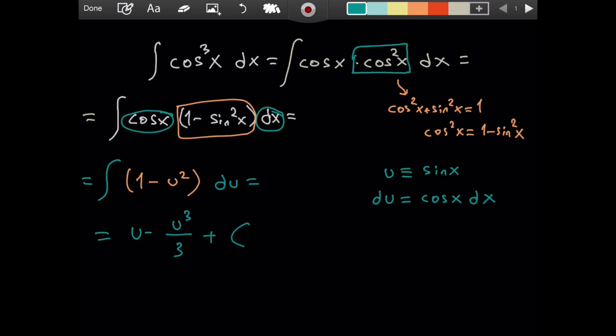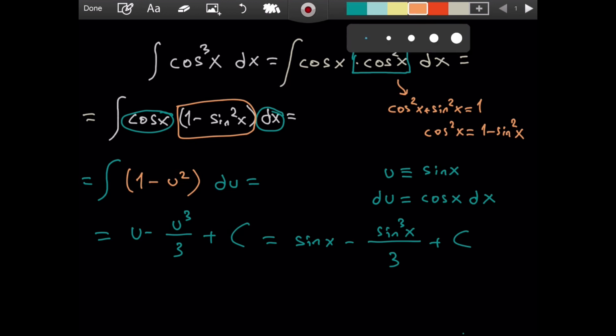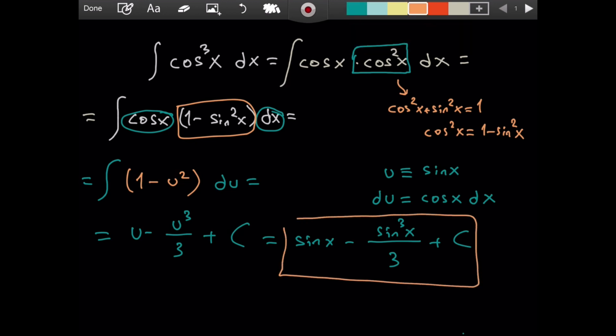Alright? But are we done? We are not done. We found the integral, but we have u here. U was not given to us, so we need to back substitute for u. And it is relatively easy. What is u? It is sine of x. We have the minus sign. What is u cubed? It is sine cubed x divided by 3, and then plus c. And now we're done. This is the final answer, which is the antiderivative of cosine cubed of x.